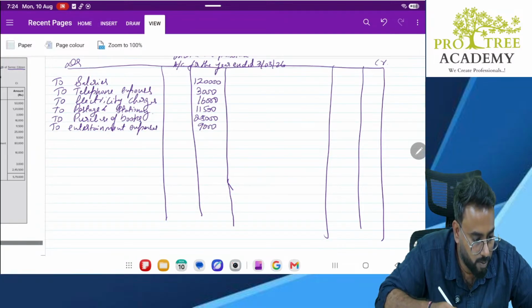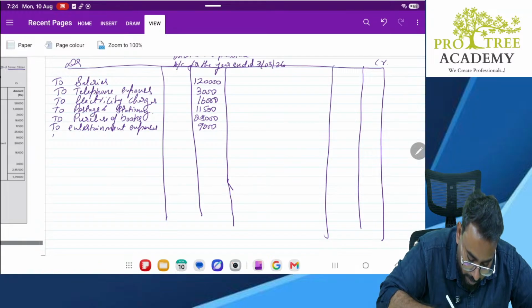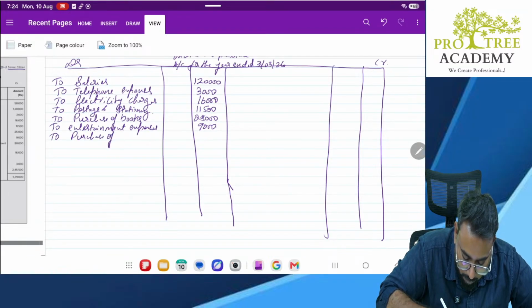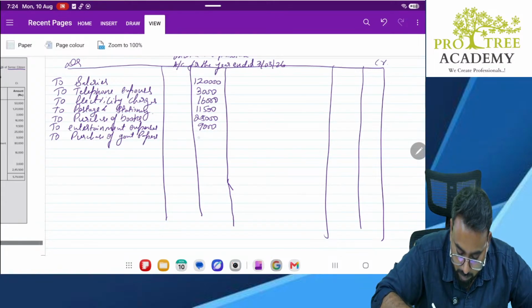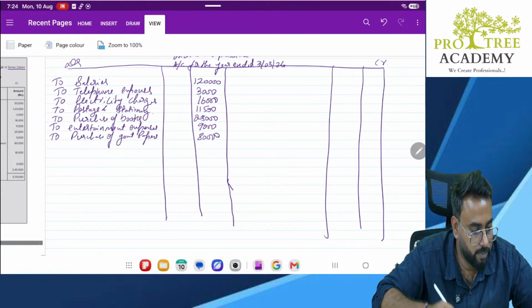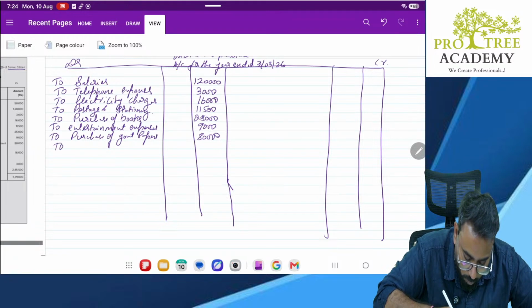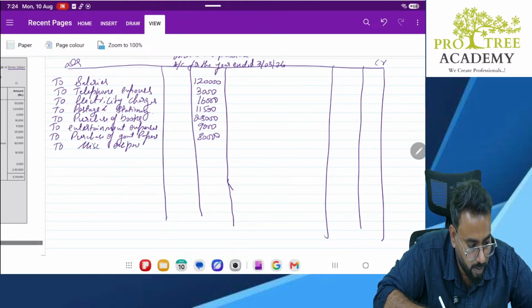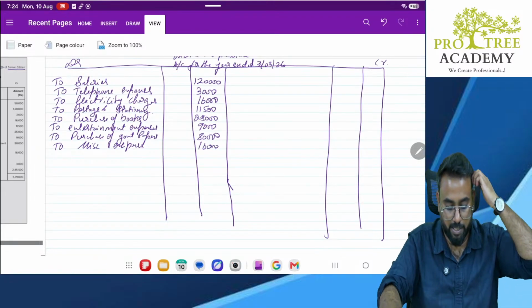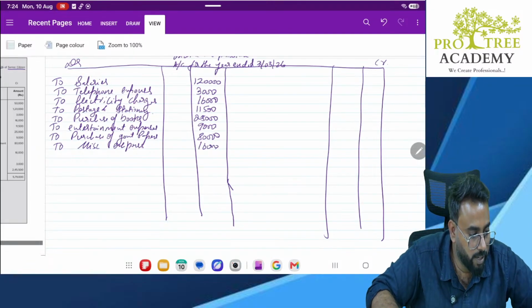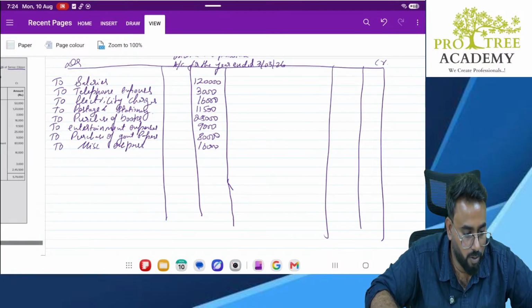9,000. Purchase of government paper. Yes, it is an expense. To purchase of government paper, 80,000. To miscellaneous expenses, 16,000. Now don't take closing balance of cash and bank. Okay.